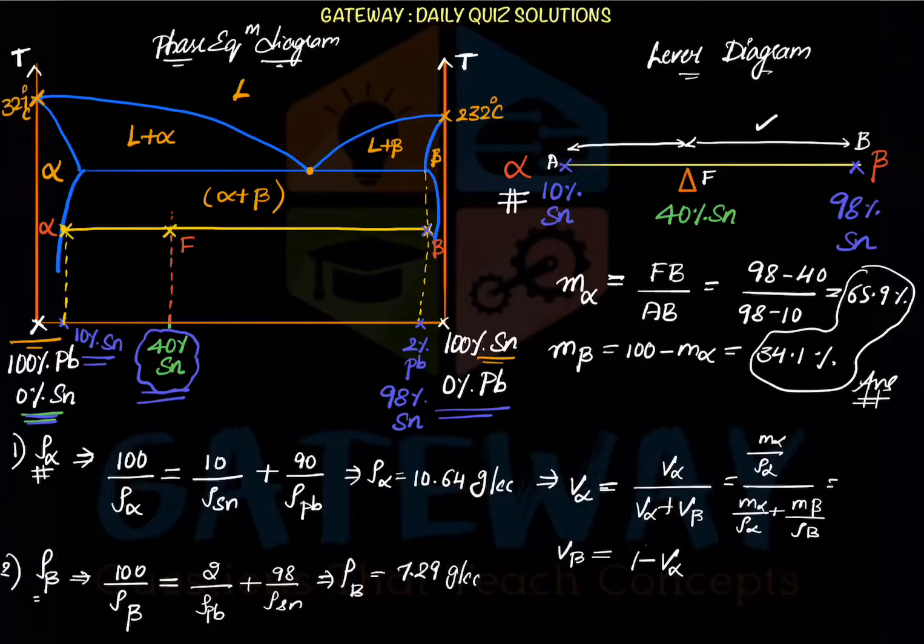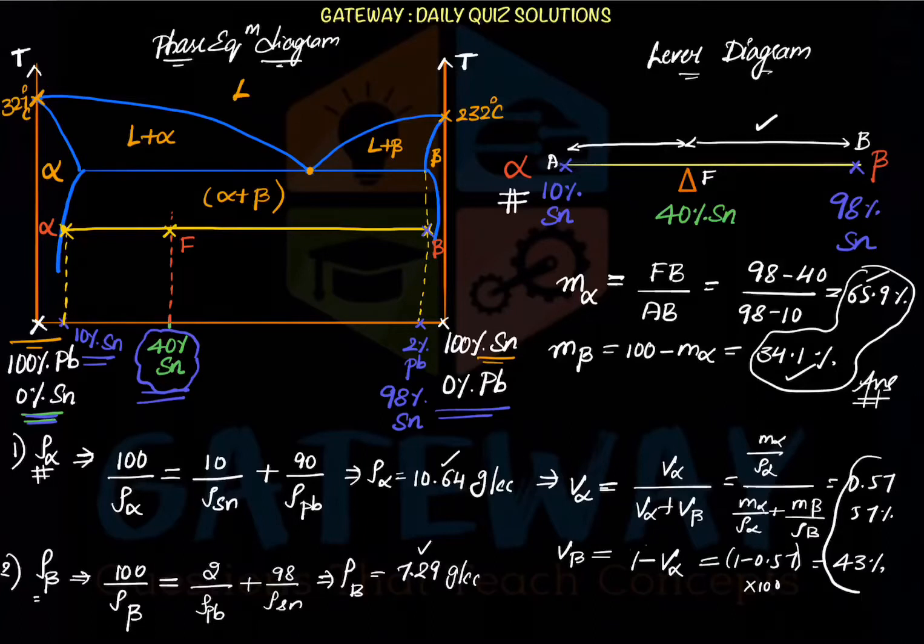And mass of alpha we have calculated as 65.9%, nothing but 0.659, and rho alpha we have calculated as 10.64. Similarly, mass of beta we have calculated as 0.341, and the density of beta we calculated as 7.29. By substituting all those values, we will be getting volume fraction of alpha as 0.57, nothing but 57%. And similarly, this is 1 minus 0.57, and this is 43% when taking it in percentage. These are the answers for volume fraction.